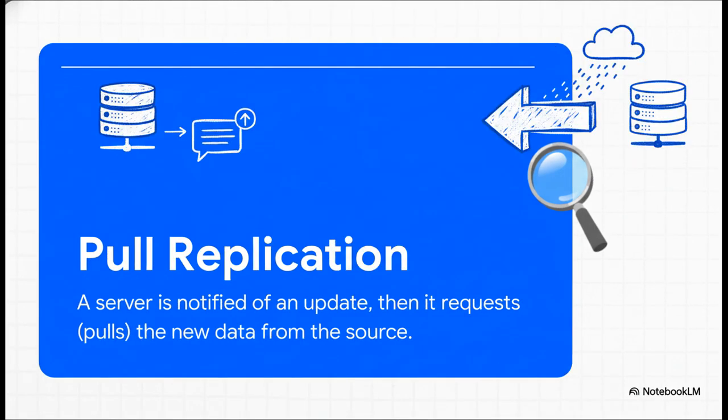Next step is pull replication. Now this is really smart. Instead of having a server just blast out an update to everyone, it just sends out a tiny little notification. Think of it like a text message that says, "Hey, I've got new information for you." Then it's up to the other servers to decide when they're ready to connect and pull that data down. It's way more controlled, way more orderly.